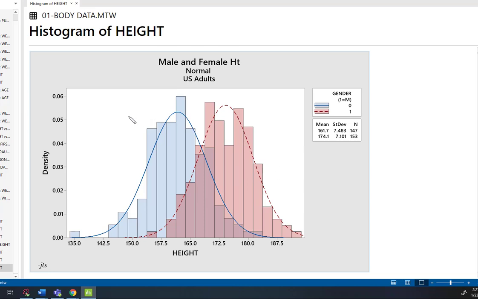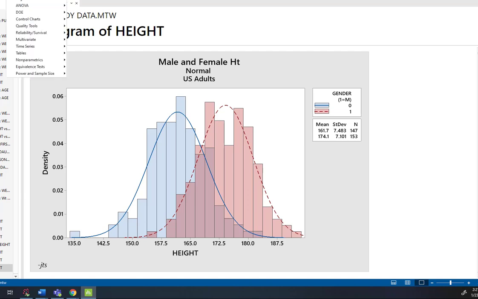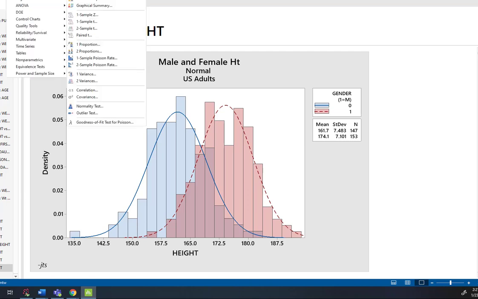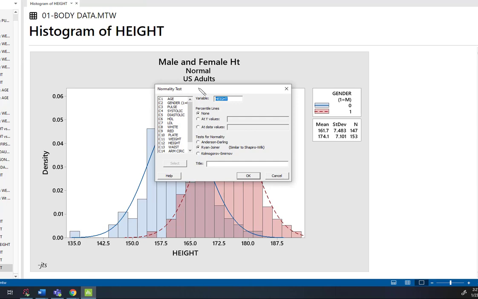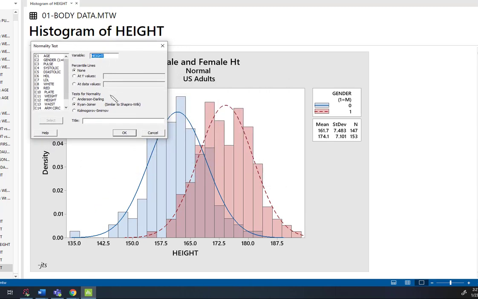Now, in the interest of time, I'm going to jump right over to a test of normality called the Ryan-Joiner test. So stick with me here. Let's go to Stat and Basic Statistics and come down to the bottom, and there's Normality Test. These are tests that test whether a data set is normal or not. And they're very powerful and very useful. So what does this look like? We've got to select what variable we want to test, and I've got height already keyed in there.